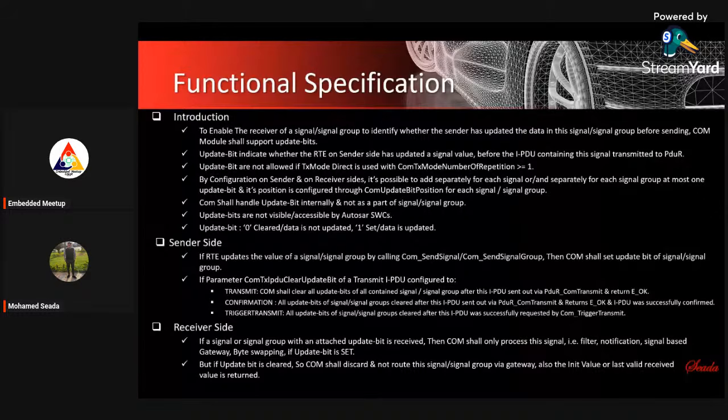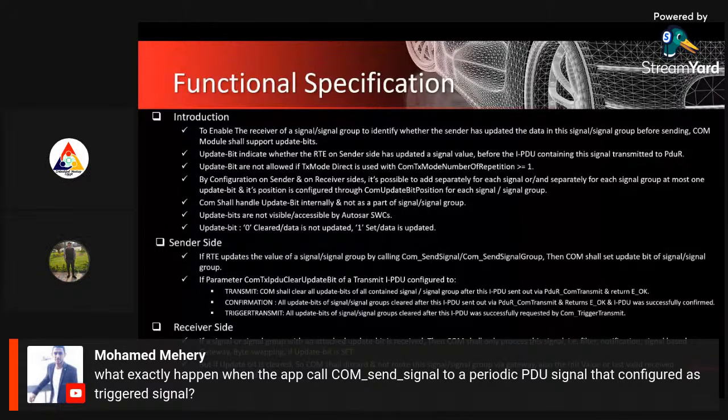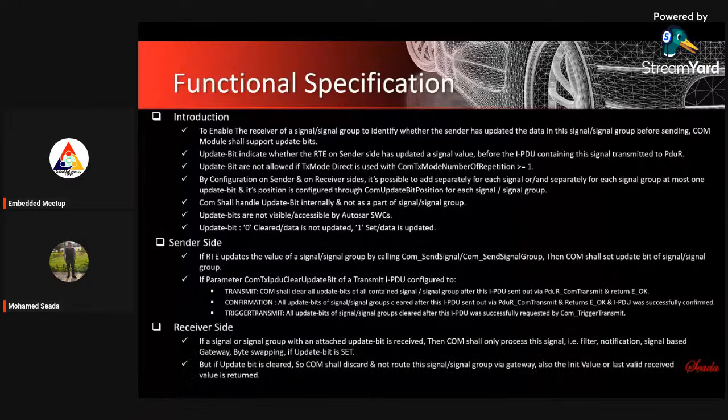Finally, we have Muhammad Meheri. What exactly happens when the application calls Com_SendSignal on a periodic I-PDU signal? You mean a periodic I-PDU, not a signal. For a signal configured with the triggered transfer property, if the I-PDU is periodic, it's going to be sent as periodic. There is no impact for the trigger signal on a periodic I-PDU. But if it's a mixed I-PDU, as I mentioned, it's by default periodic, and there is no issue when you explicitly trigger a transmit request. If you mean trigger transmit with a periodic I-PDU.